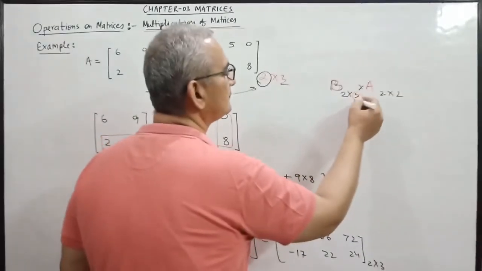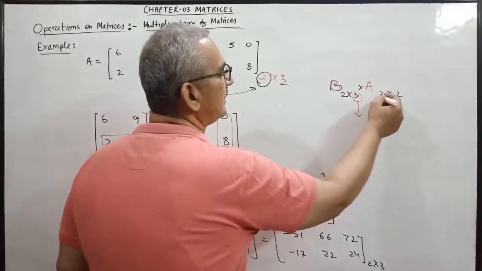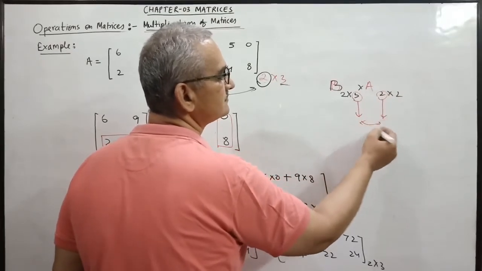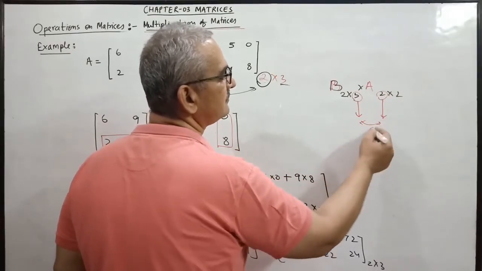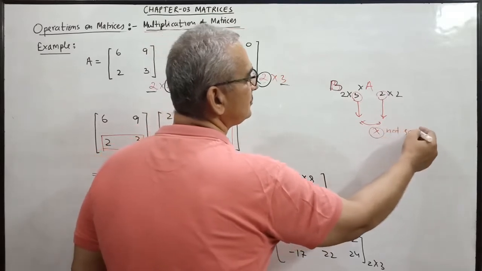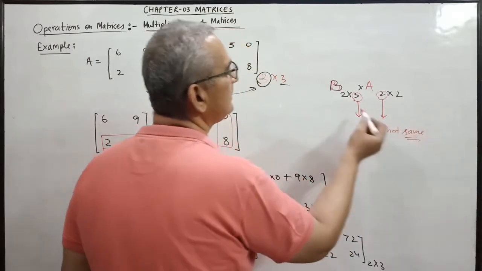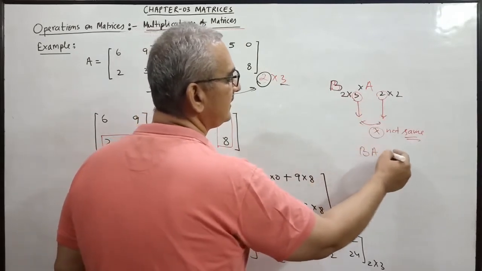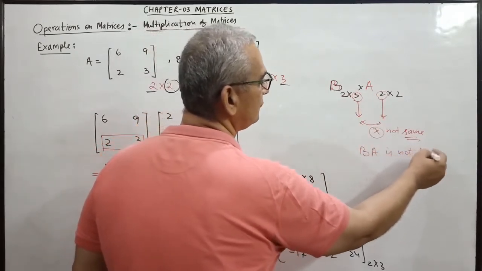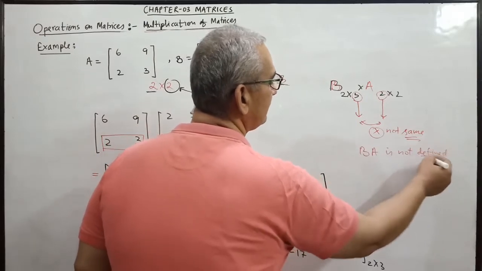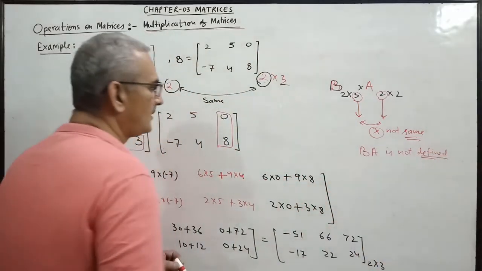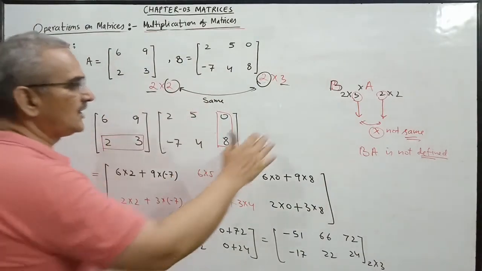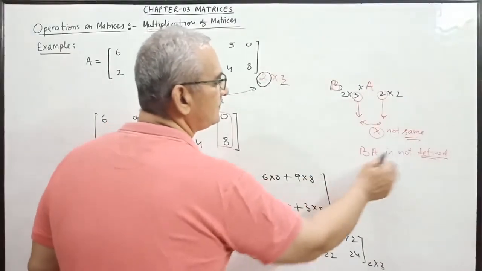So what is the number of columns here? It is 3. And the number of rows here is 2. So are they the same? They are not the same. So it means we cannot multiply B by A. So BA is not defined here. What we have to say is that multiplication BA is not defined. But AB is defined. So we can multiply A and B here, but we cannot multiply B and A. Okay, BA is not defined.